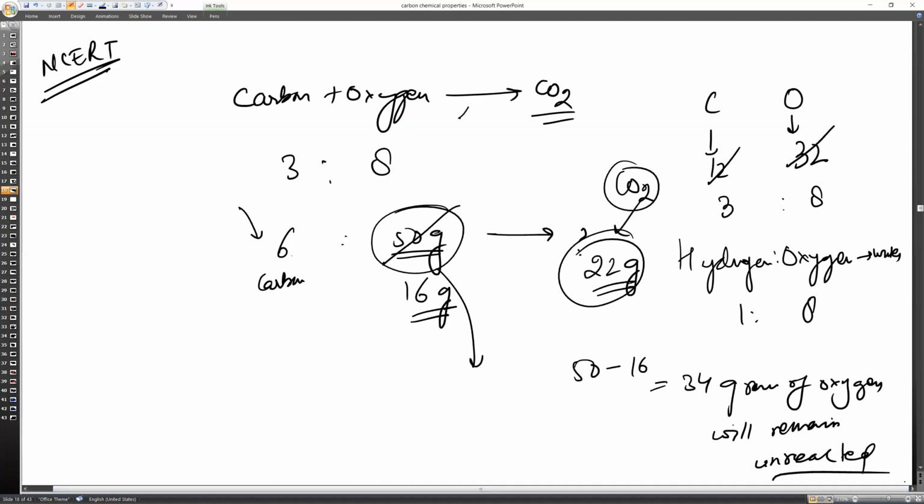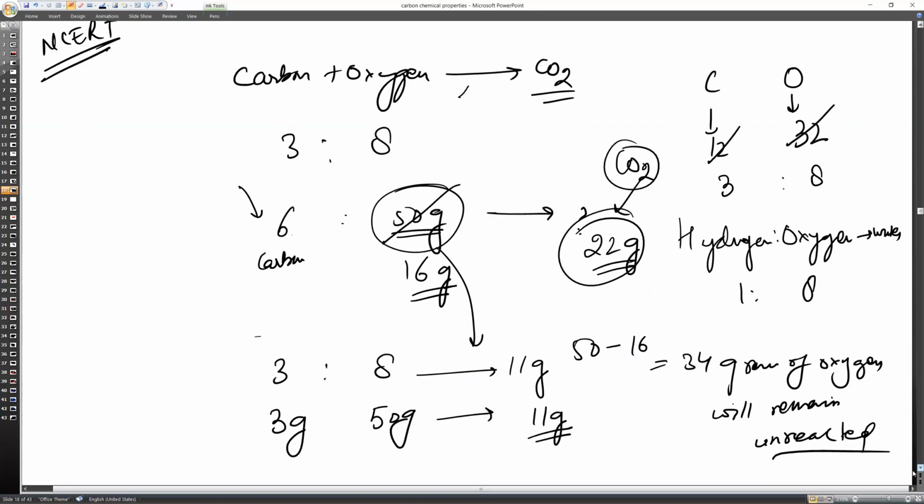Okay. You got this one? Yes, sir. This is very important that you need to understand. In the NCERT, it is given that the required ratio is 3:8. When 3 grams of carbon react with 8 grams of oxygen, it gives 11 grams of carbon dioxide. How many grams of carbon dioxide is formed when we have 3 grams of carbon and 50 grams of oxygen? Still it will form 11 grams. Why?